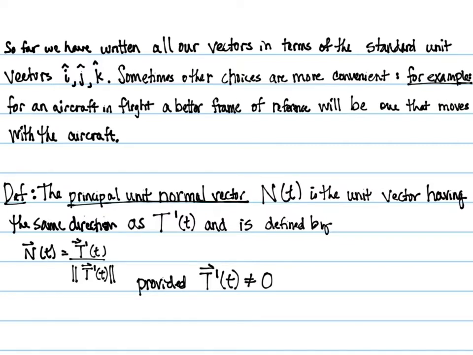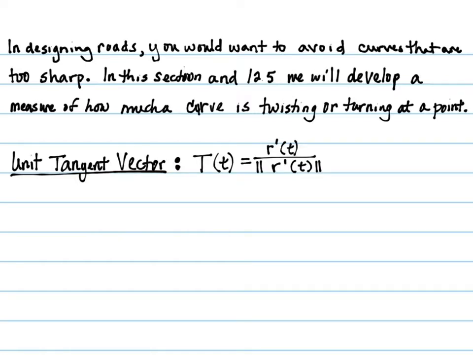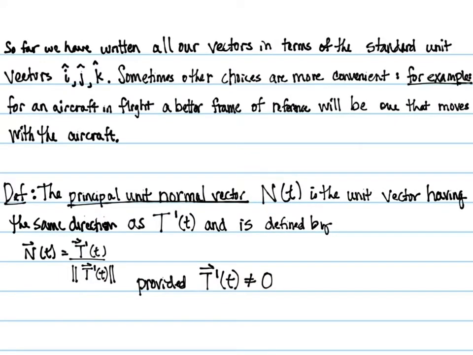Our normal vector comes from T prime of t, the derivative of the unit tangent vector, and then made into a unit vector itself. So the derivative of the unit vector might not be a unit vector. Correct, it wouldn't have to be. Think about what happens when you take derivatives of sines and cosines with multiple angles on the inside. You end up with constant multipliers, so you wouldn't necessarily have a unit vector when you're done.